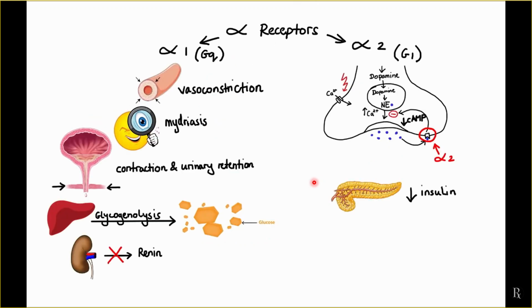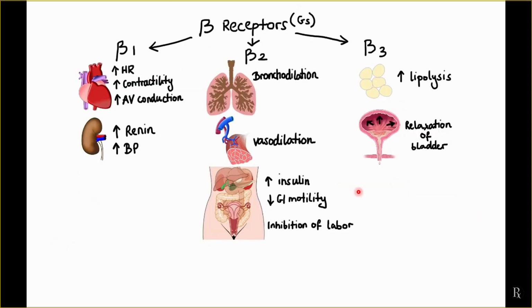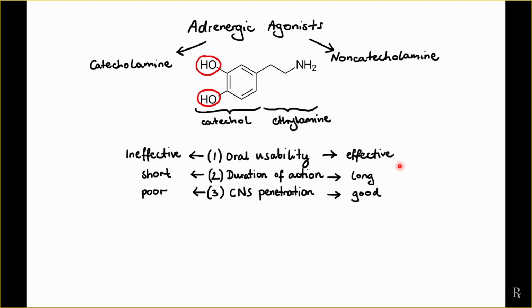So in alpha we have a decrease of the insulin secretion, that is opposite. Then we have beta 3 receptors that increase lipolysis in the fat tissues and lead to the relaxation of the urinary bladder. So these are the effects of the beta receptors.